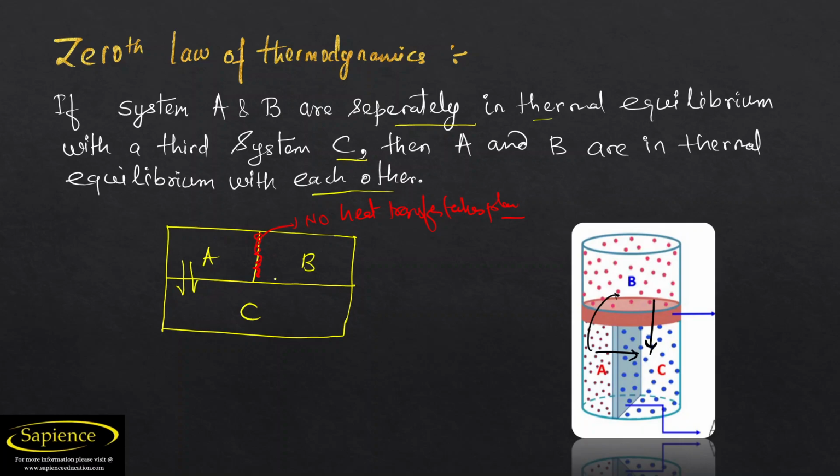So it is not like A, C and B are all connected. No, just see the image. C is the same system. First of all, I have done equilibrium with A, and equilibrium with B separately. So if system A is in thermal equilibrium with C and B is also in thermal equilibrium with C, then even though there is no connection between A and B, A and B both are in thermal equilibrium.